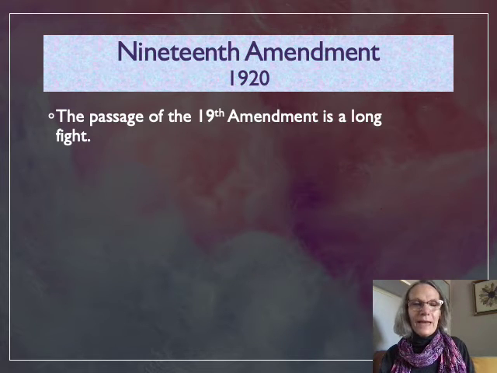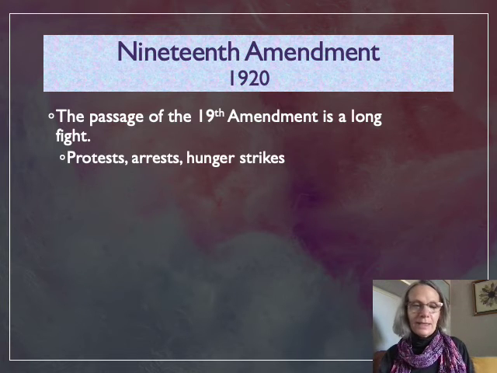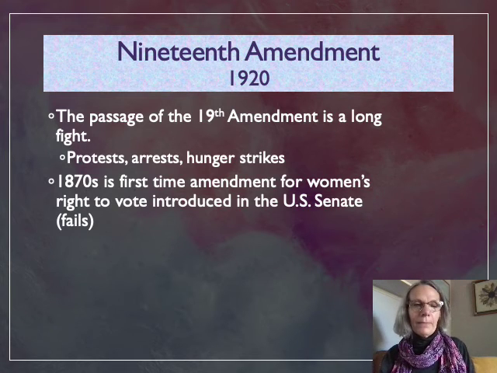So passage of the 19th Amendment is a long and hard fight, including protests and arrests for protesting and hunger strikes that women participated in to draw more and more attention to the crucial business of ratifying and passing the 19th Amendment. The 19th Amendment is first introduced into the Congress in 1870.